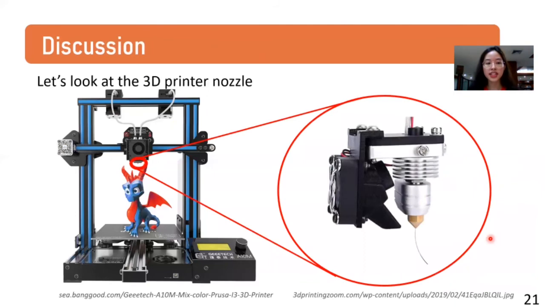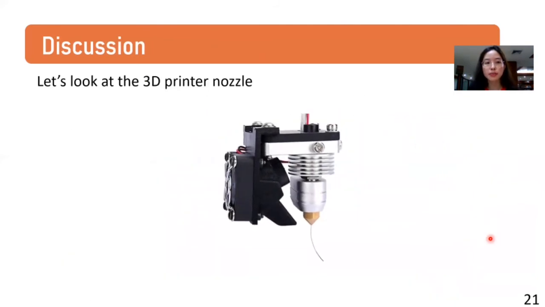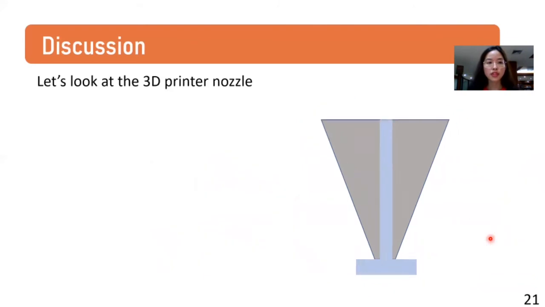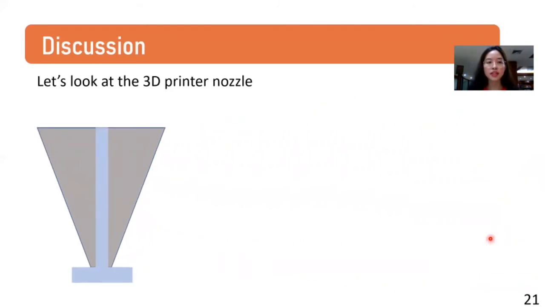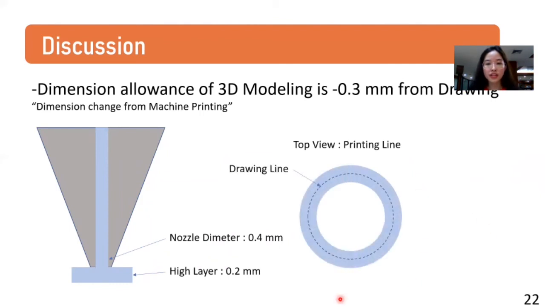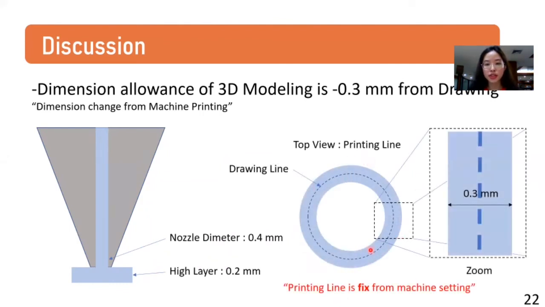Here's an explanation. Let's look at the 3D printer nozzle. We draw a circle in the program, then print with the 3D printer. The printing line was wider than the drawing line, by 0.3 millimeters. Therefore, we have to allow the dimension of the 3D modeling to decrease by 0.3 millimeters.